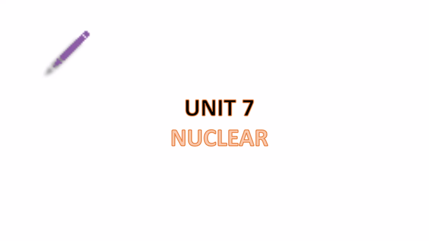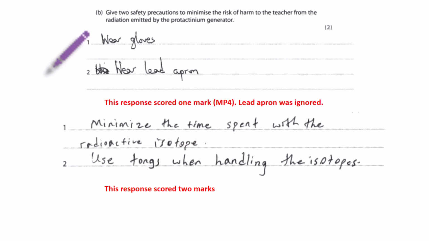Now we move on to Unit 7, Nuclear. Give two safety precautions to minimize the risk of harm to the teacher from the radiation emitted by the protactinium generator. Okay, wear gloves, wear lead apron. I don't think lead apron will get you the mark. This response scored 1 mark. Lead apron, yeah, like I just said, lead apron was ignored. Don't write lead apron.